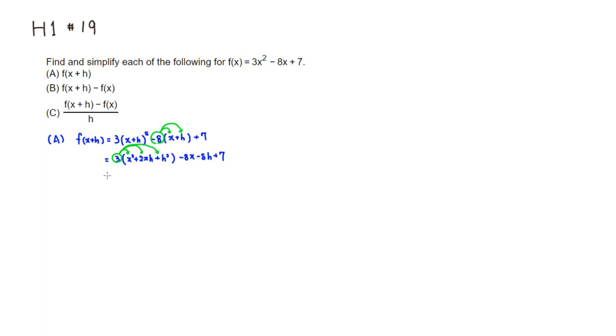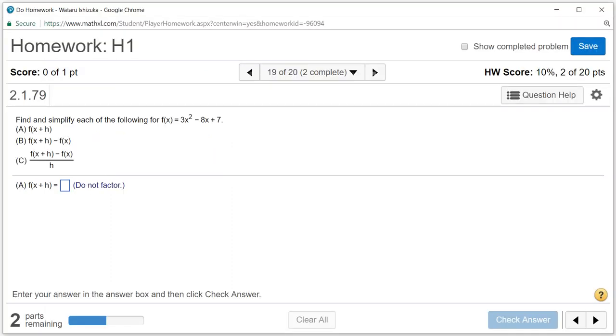So this is going to be equal to 3x squared plus 2xh. Oh, actually, I forgot to multiply, so it's a 6xh plus 3h squared minus 8x minus 8h plus 7. Alright, so let's type this guy in.